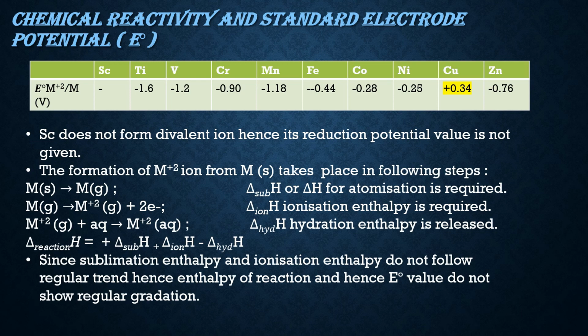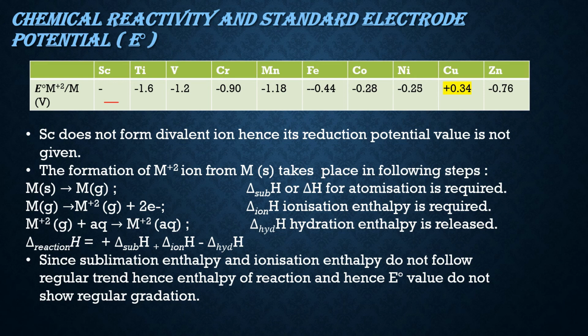Now first I am starting with chemical reactivity and standard electrode potential. In the table you can see the values of the first transition series, that is the 3D series, the value of standard electrode potential, that is M plus 2 and M. From this series the first point is that the value for scandium is not given. The reason is that scandium does not form a divalent ion, hence its reduction potential value is not given in the table.